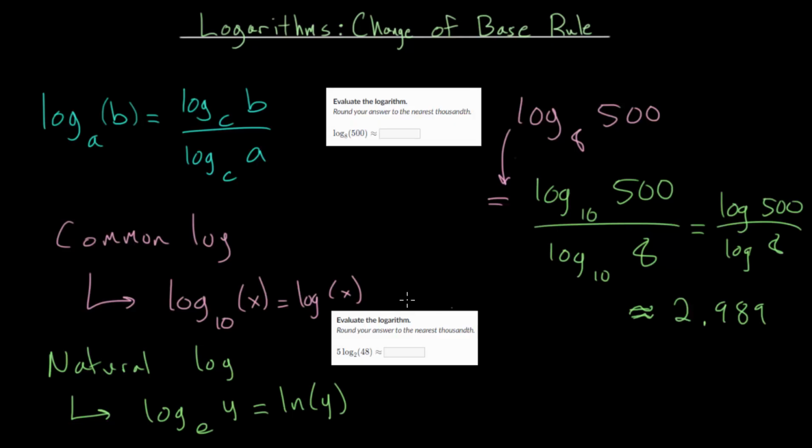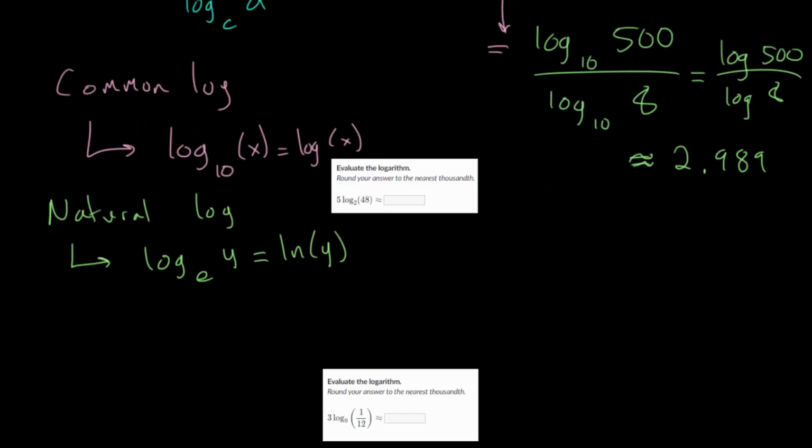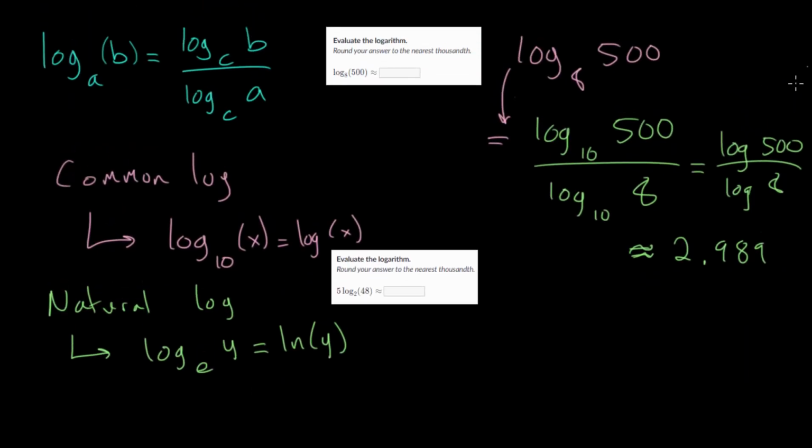And you get the same answer as we expected. So let's move on, try some more examples here. And for the second one, let me change colors. We have 5 times log base 2 of 48. And we can deal with the multiplication by 5 at the end. We just need to figure out this logarithm.